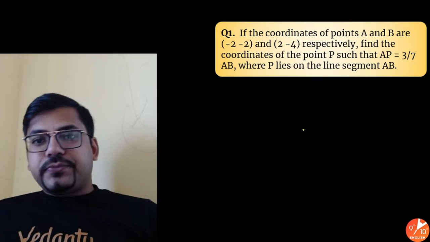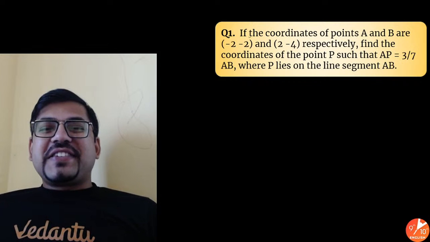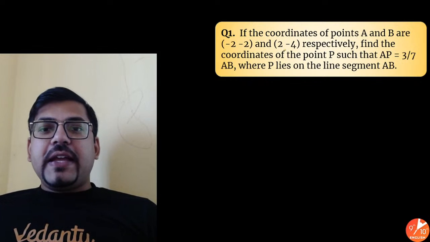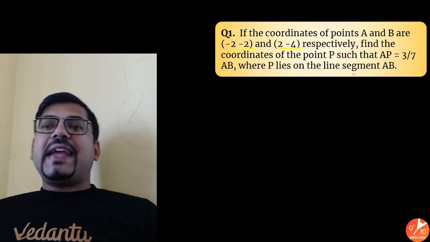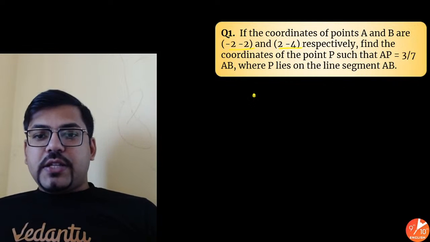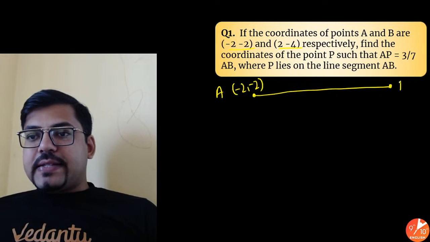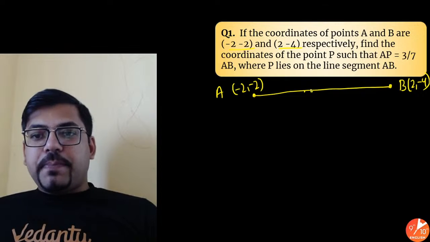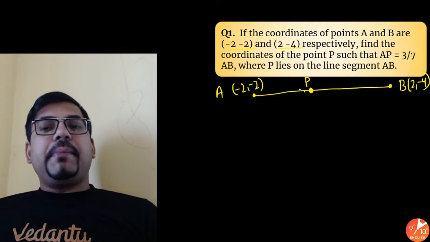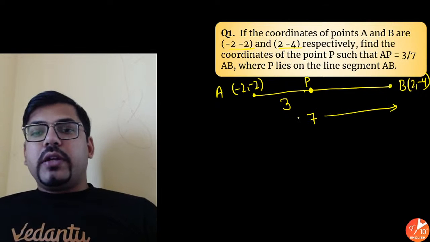Now moving ahead, here is the first question, people. Everyone, come on, start solving it. The question says, if the coordinates of points A and B are these respectively, find the coordinates of the point P such that AP is equal to 3/7 times AB. A is (-2, -2) and B is (2, -4). There is a point P on this line AB such that this part is 3 parts of the total 7 parts of AB. This is what the question is saying.